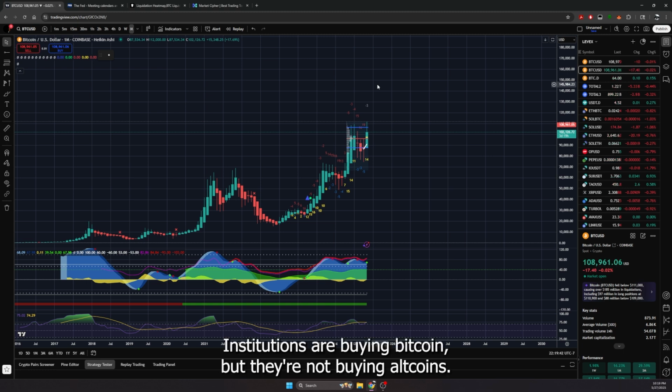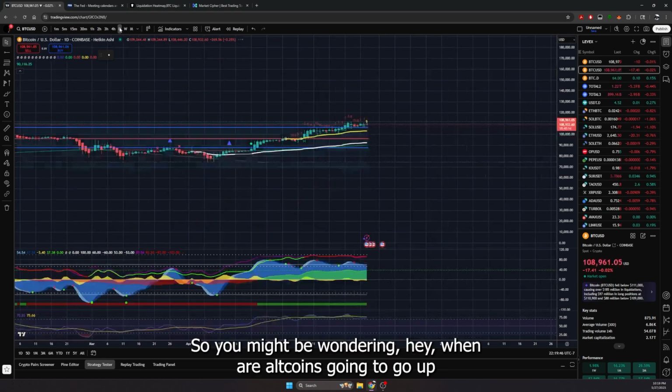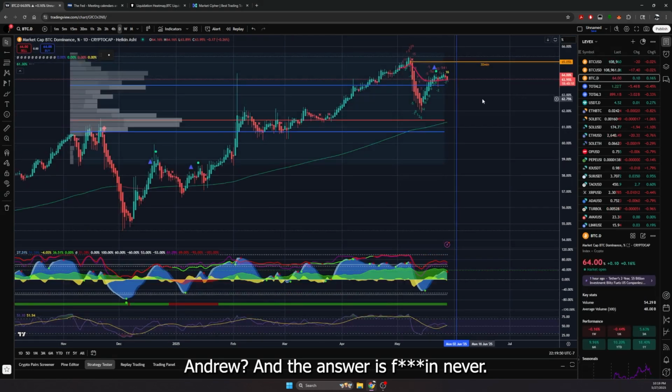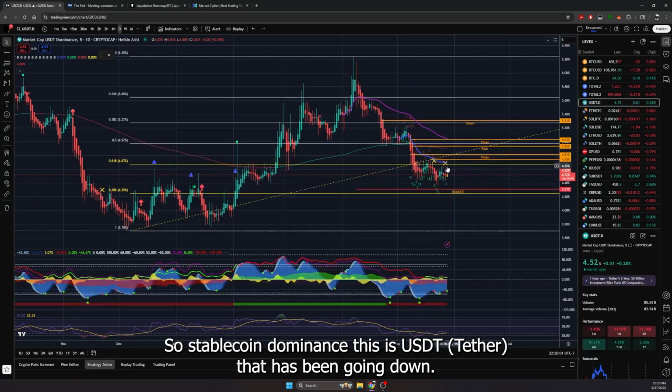Institutions are buying Bitcoin, but they're not buying altcoins. So you might be wondering, hey, when are my altcoins going to go up, Andrew? And the answer is never. So here's your Bitcoin dominance. This needs to dump. I mean, really fall, at the same time as stablecoin dominance going down. So stablecoin dominance, this is USDT, that has been going down.